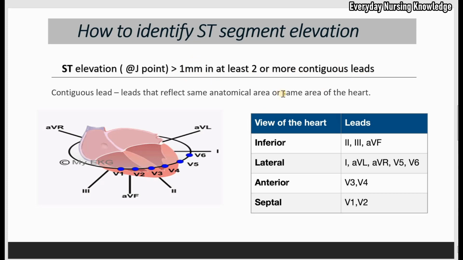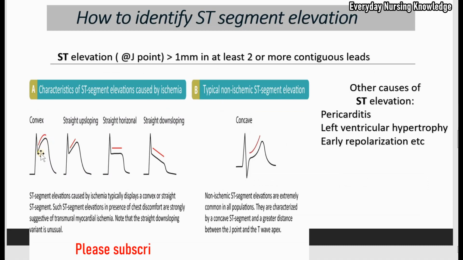Now, along with ST elevation, you look at the shape of the ST elevation too. The shape can be convex, which you will see like this, or the ST segment can be straight, which is elevated but straight upsloping, straight horizontal, or straight downsloping. All of this may suggest ischemic changes. Whereas in this picture, the concave shape, this is the QRS wave, and this is the ST. Concave shapes are less likely caused by ischemia, because there are other causes of ST elevation, which are pericarditis, left ventricular hypertrophy, and early repolarization. But always correlate clinically and inform the physician.